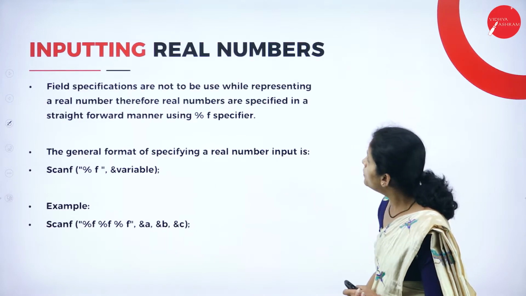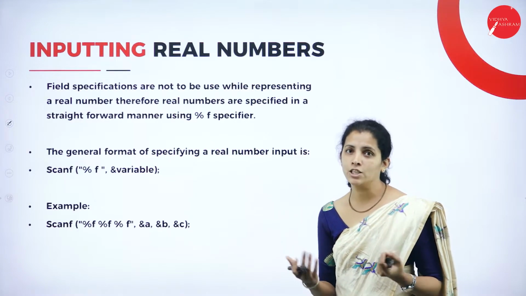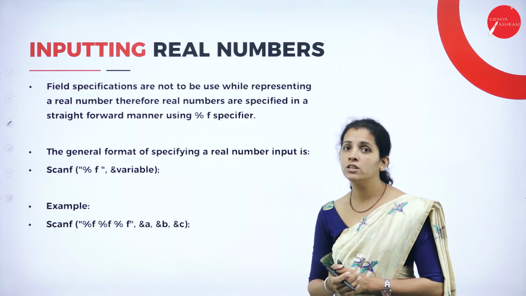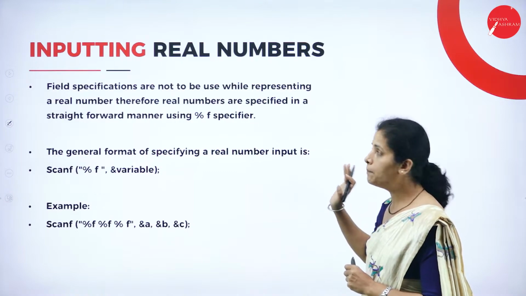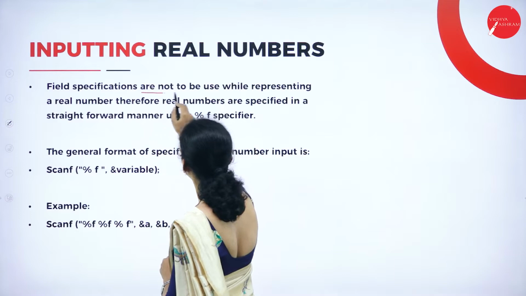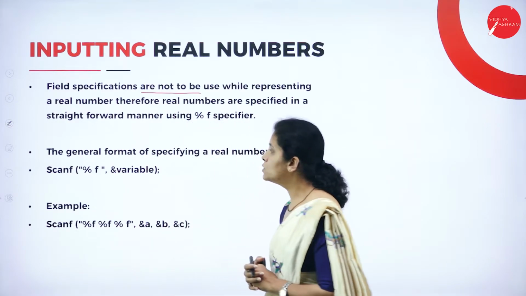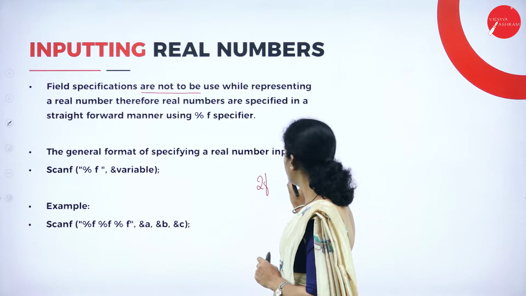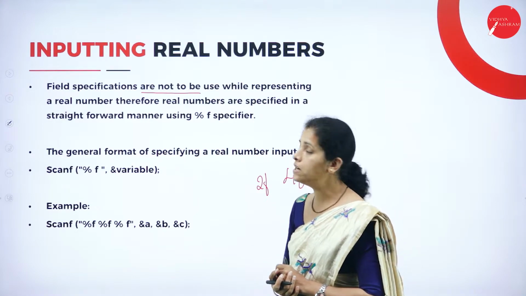Now, inputting real numbers. Suppose a real number means what? That is nothing but the fractional value. In that case, I can make use of %f, that is floating point or double. Now, field specifiers are not used while representing real numbers. So, while representing a real number, I won't write 2f or 4f. I won't specify the field length here.